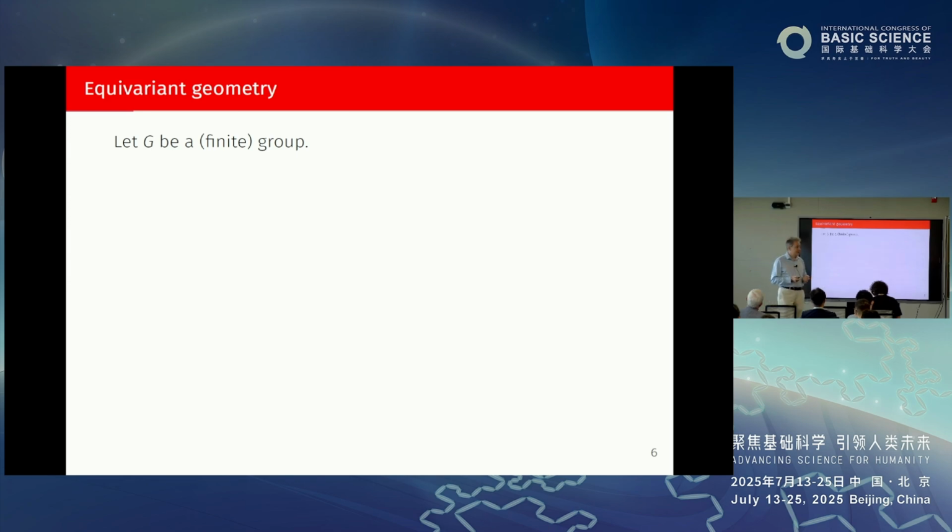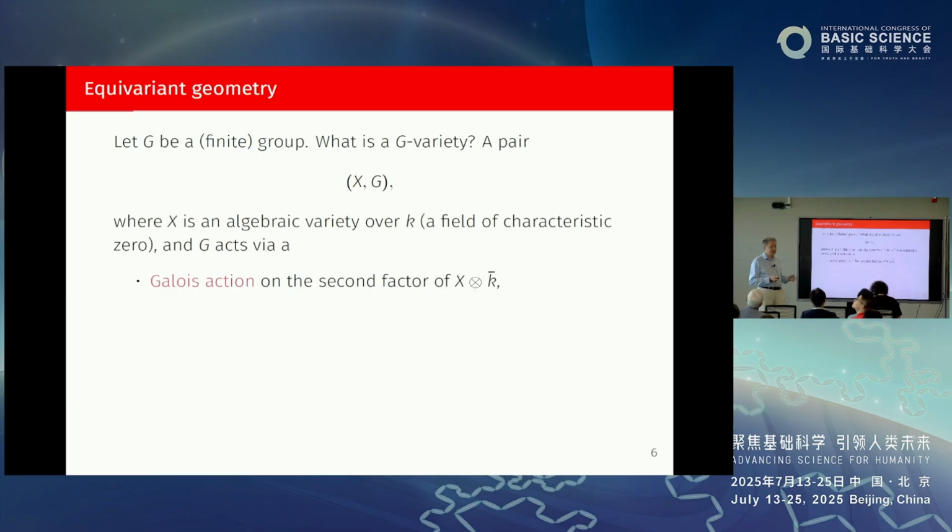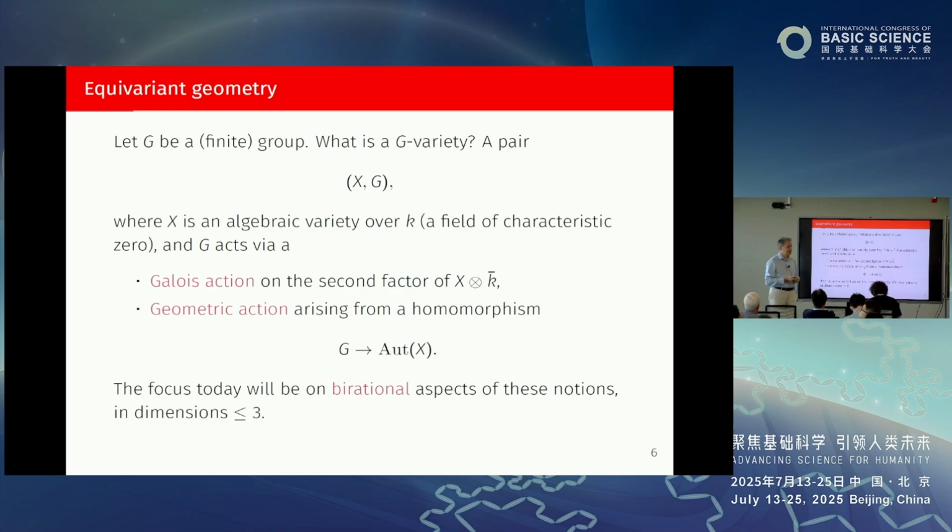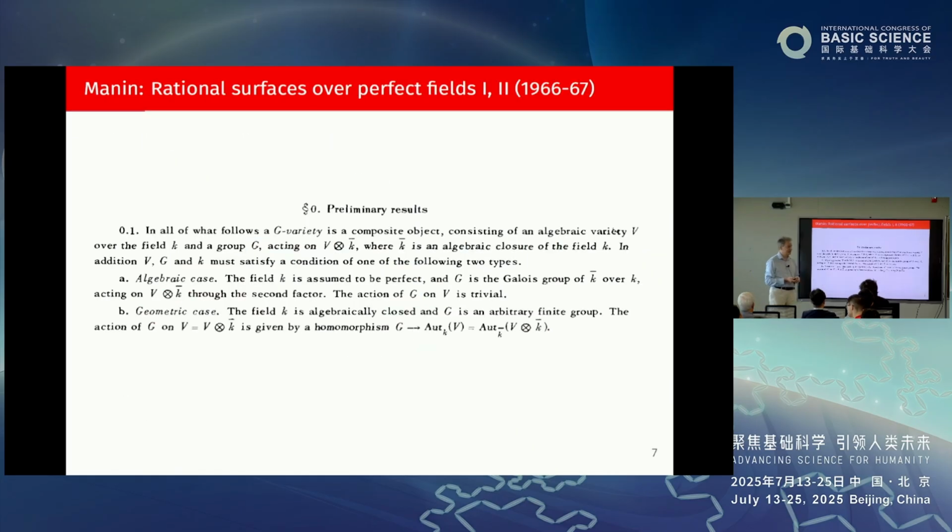Now, equivariant geometry: we have a finite group and a G-variety. It's going to be a pair, an algebraic variety over a field. We'll work in characteristic 0 and most of the time algebraically closed. But the kinds of actions that we have in mind are, first, a Galois action if the field is non-closed, where you act by the Galois group, or the geometric action, which comes from automorphisms, an embedding of your group into the automorphisms. And I'll focus on birational aspects of these notions in small dimensions. So birational meaning, have a look at birational transformations, equivariant with respect to the group.